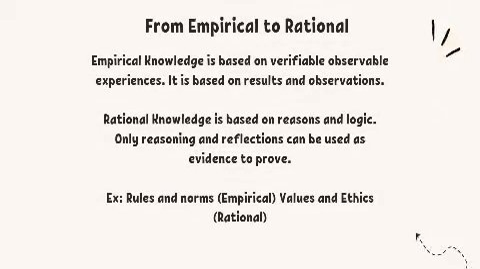From empirical to rational. Empirical knowledge is based on verified observed experience. It is based on result and observation. Rational knowledge is based on reason and logic. Only reasoning and reflection can be used as evidence to prove. For example, rules and norms are empirical and values and ethics are rational.